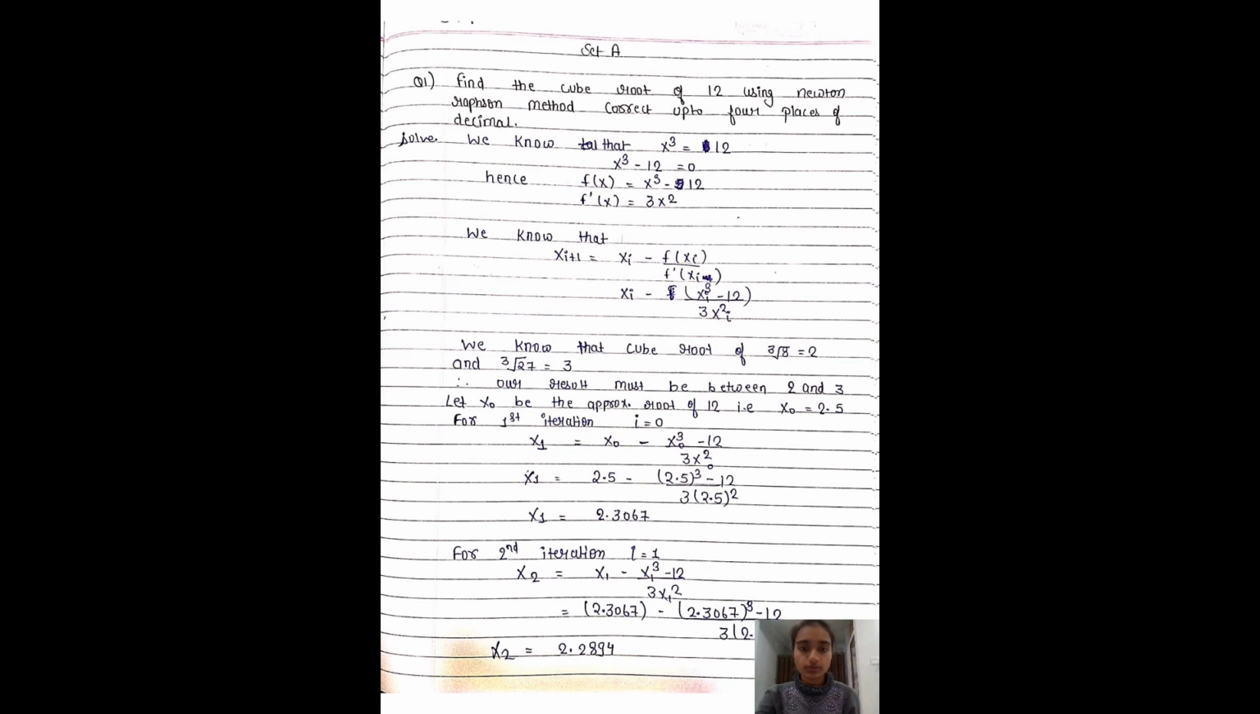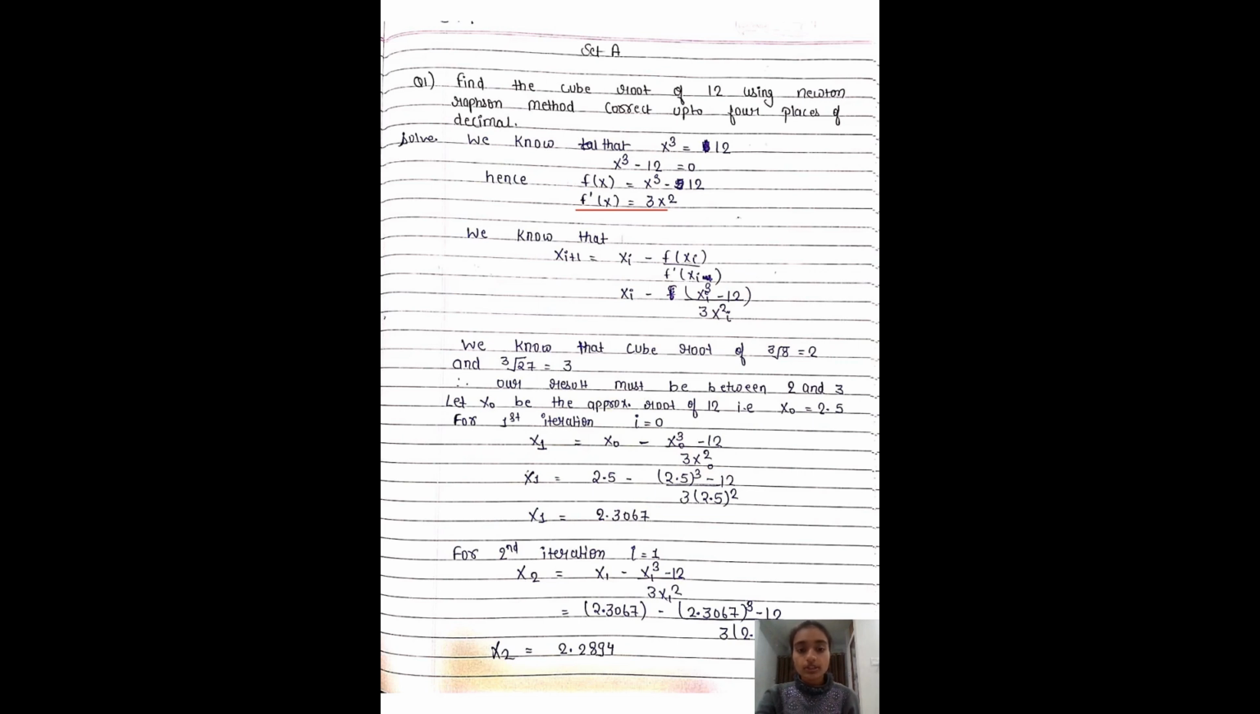Today I am going to solve my set A of first internal test of subject computer oriented numerical methods. Now let us start. Our first question is: find the cube root of 12 using Newton-Raphson method correct up to 4 places of decimal. We know that if we find the cube root of 12, then x cube is equal to 12 is our equation, so x cube minus 12 is equal to 0. Hence our function f of x is x cube minus 12 and its differentiation f dash x is 3x square.